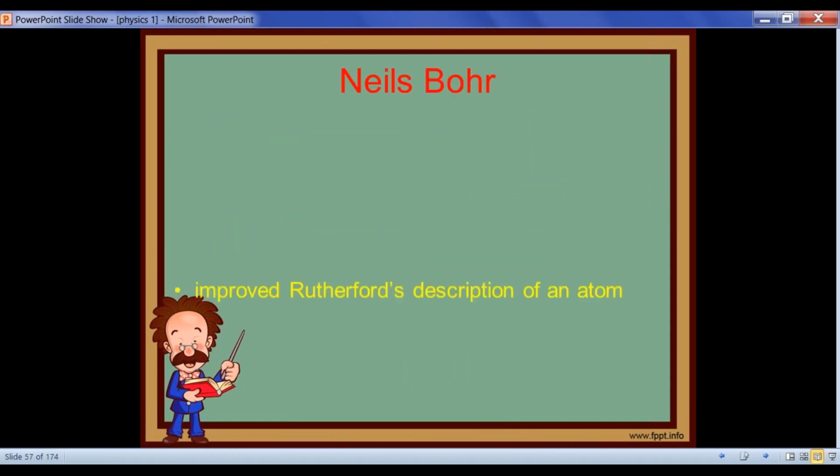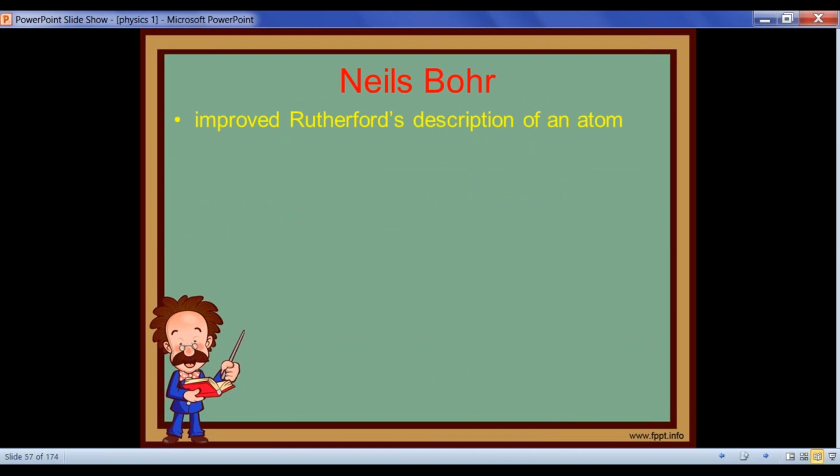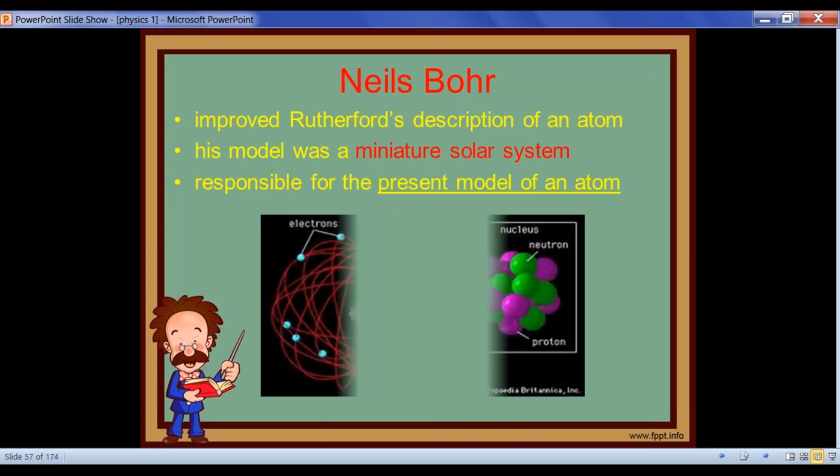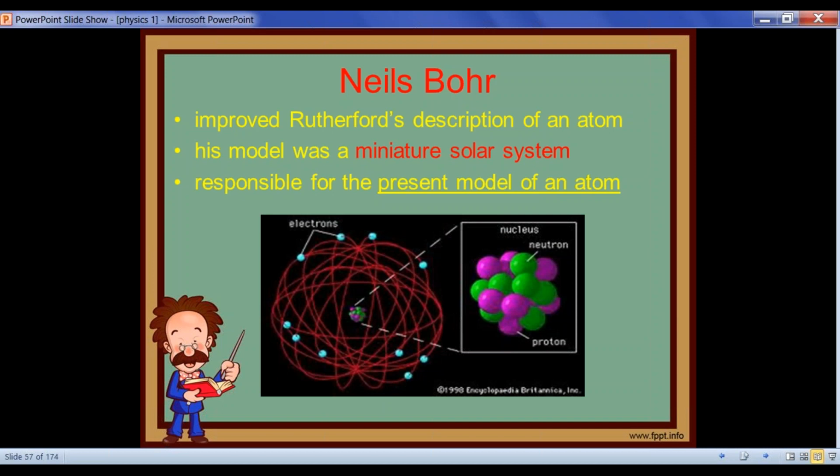Then lastly, by Niels Bohr. He improved Rutherford's description of an atom. His model was a miniature solar system. He is responsible for the present model of an atom. Yung ginagamit natin model ng atom ngayon is gawa po yan, o na-develop po yan ni Niels Bohr. So, parang miniature solar system kasi nga yung nucleus represents the sun and then the electrons around the sun or around the nucleus represents the planets. So, kaya po miniature solar system.